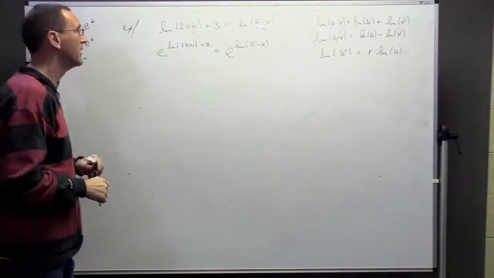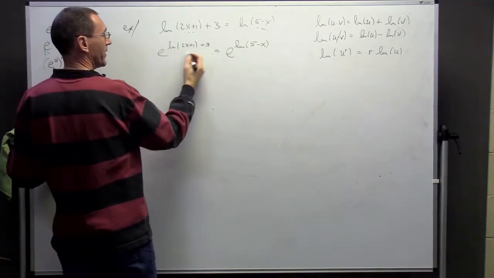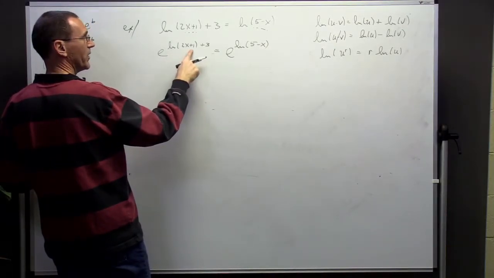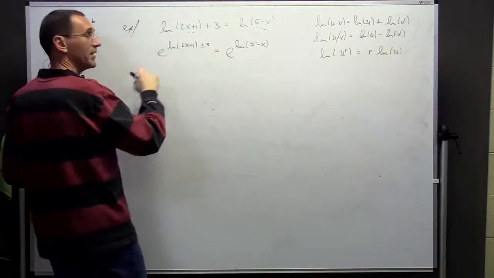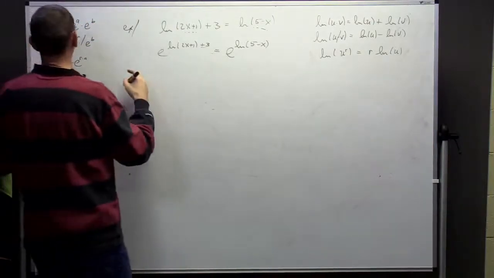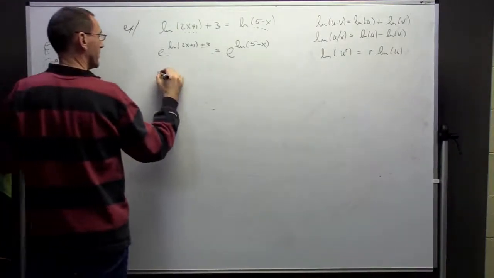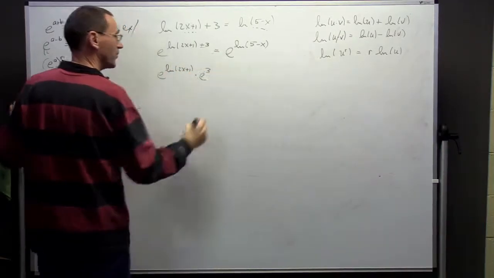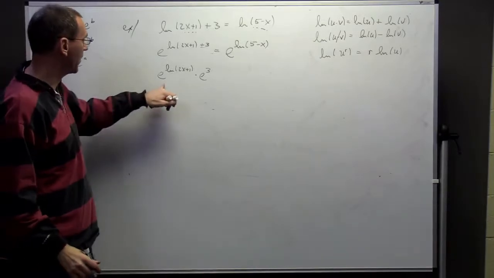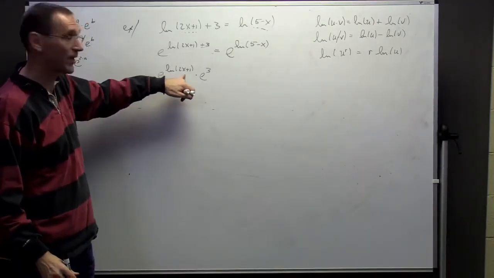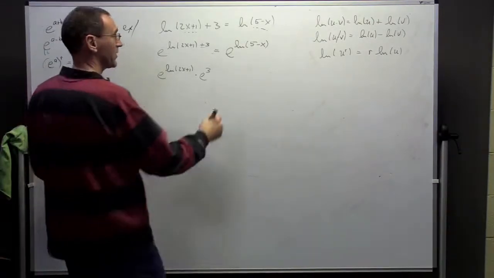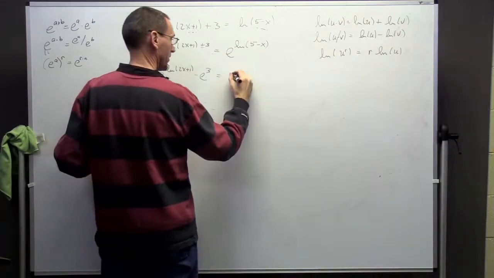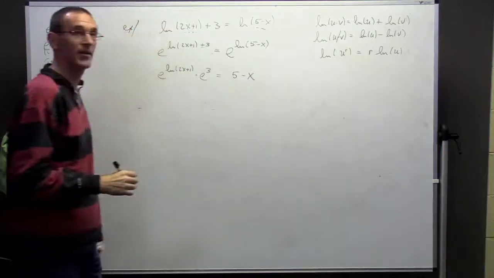I get that. Now I can't do anything with this because the log of 2x plus 1 plus 3 is not the inverse of the exponential. So I'm going to use this property to break those apart and separate them. Now I can say that this is e to the log of something, and I can use the fact that these are inverses. E to the log of anything is just the something.